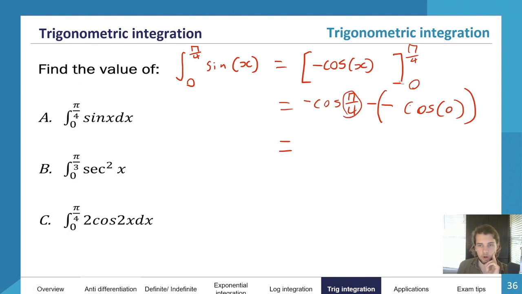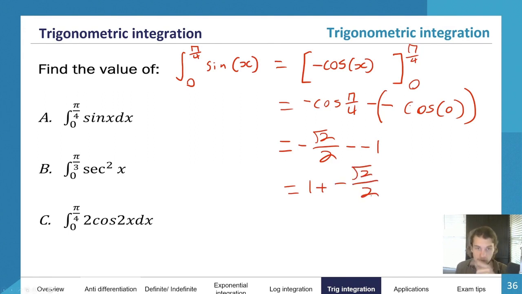negative cos pi over 4. We could use our sort of magic triangles if we wanted to. I believe that would be equal to something like this. Minus, which means plus 1. So we have 1 plus this here, unless I'm misremembering. I haven't done trigonometry in a while. So that should be our value there.